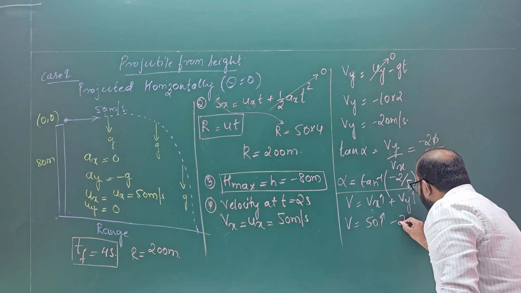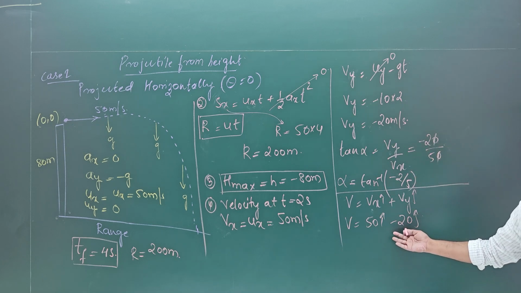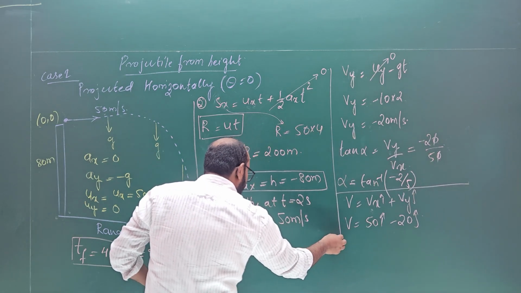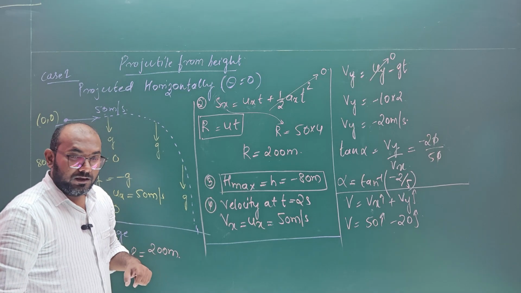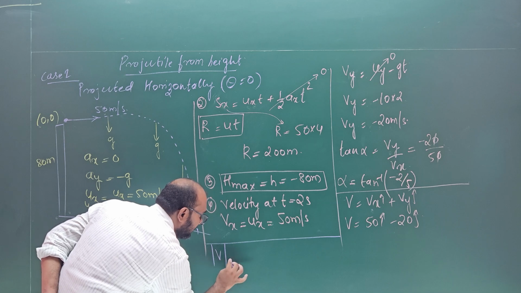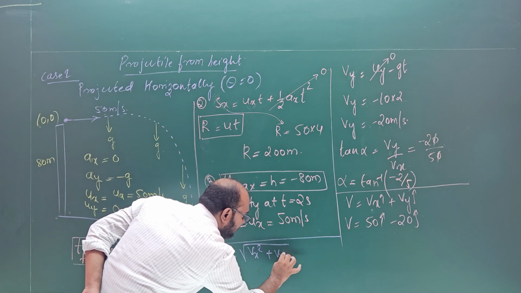Minus 20 j cap. This is how we will be writing in vector form. They can also ask you to find the magnitude of velocity at 2 seconds. So finding the magnitude at 2 seconds, we can write that V is nothing but mod of under the root of Vx square plus Vy square.